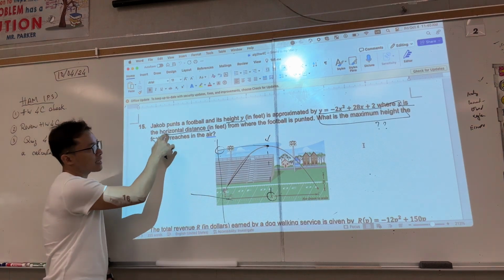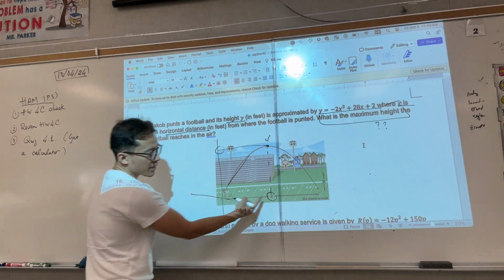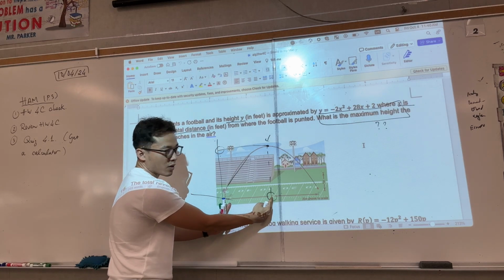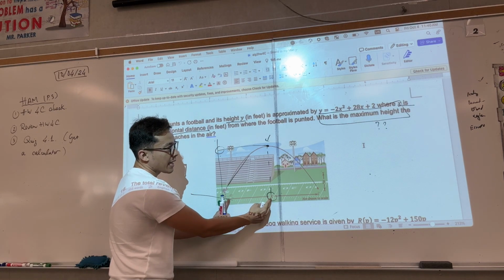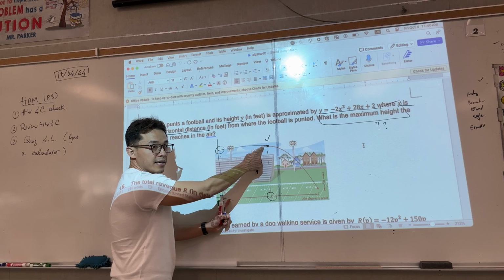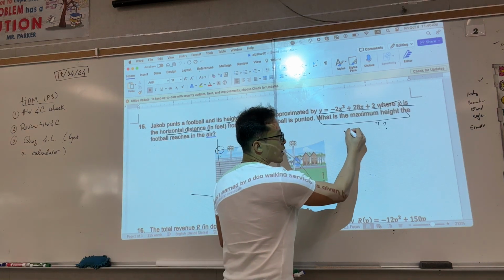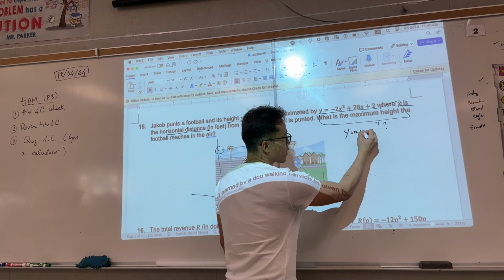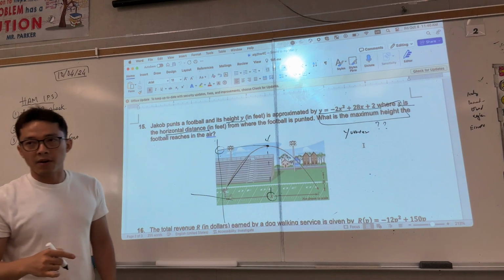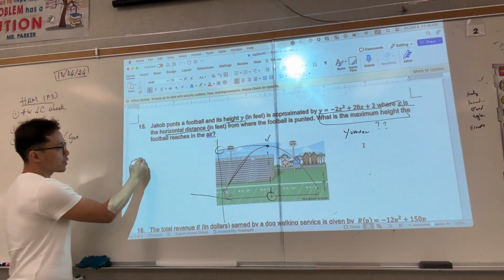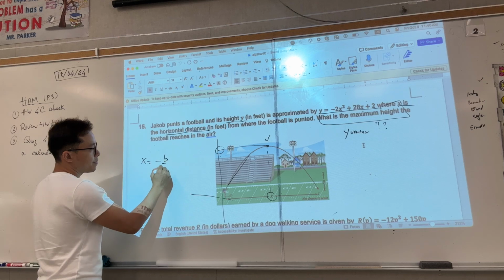X is the horizontal distance. They don't ask you, oh, how far is it? They don't ask you how far it is from the person. They ask you how high it is. What is the maximum height? So what are they asking about? They're asking for the y vertex, okay? Is it standard form or vertex form? Standard form. So you need to use what Ernesto just said, negative b over 2a.